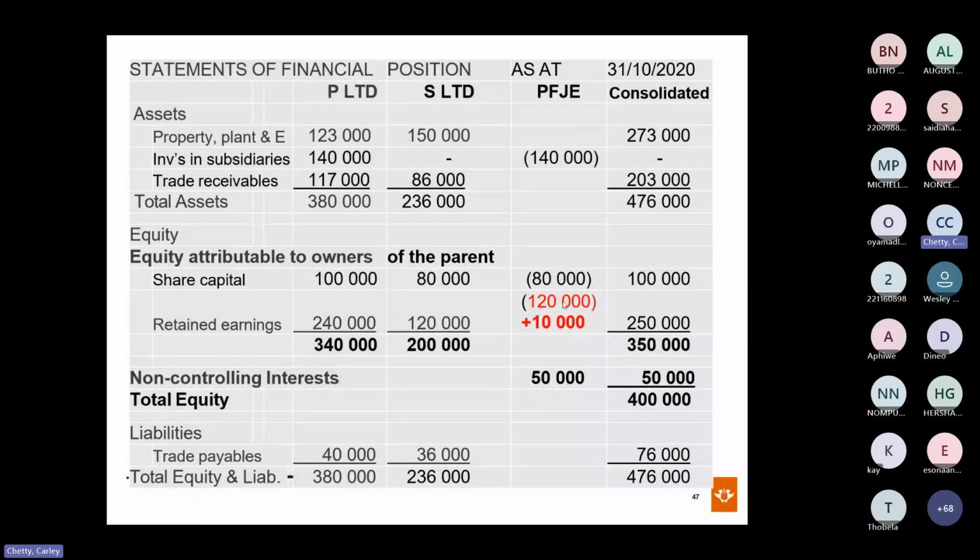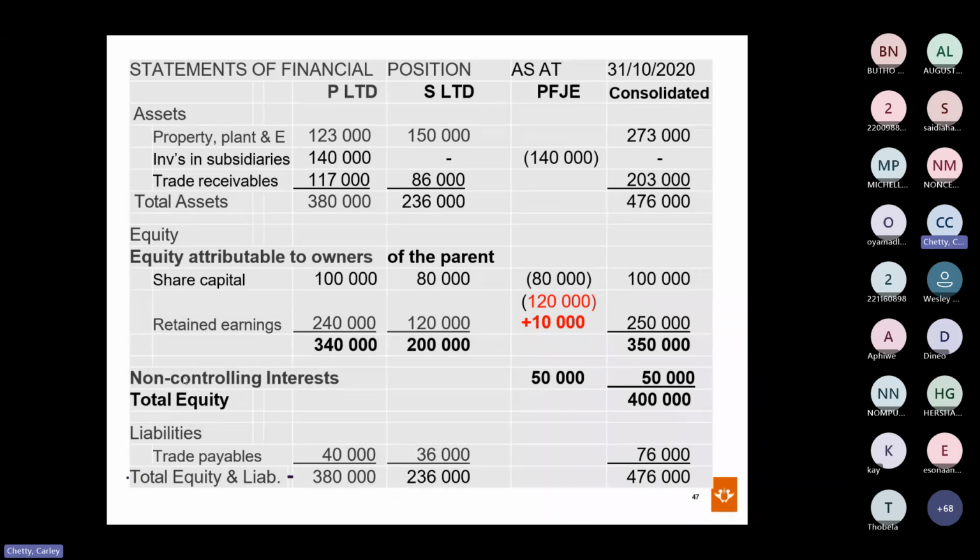Then remember, we processed the pro forma journal entry. We debited retained earnings. So here we are simply eliminating the equity in S. So we're saying 240,000 plus 120,000 in S minus 120,000 in S plus 10,000 gain on bargain purchase. And that gives us total retained earnings in the group of 250,000 Rand.